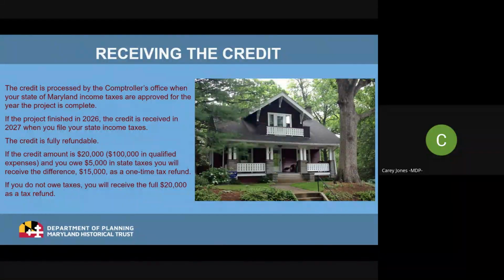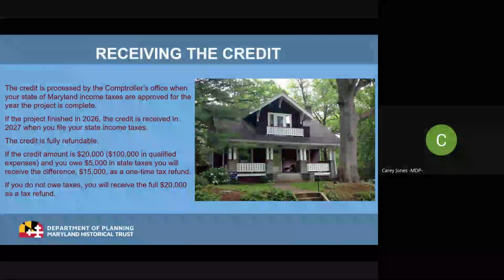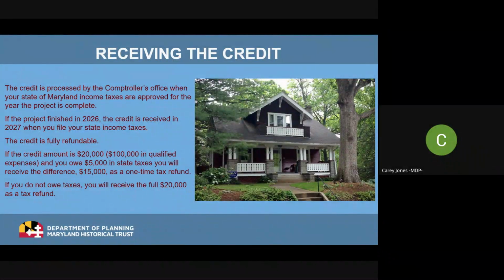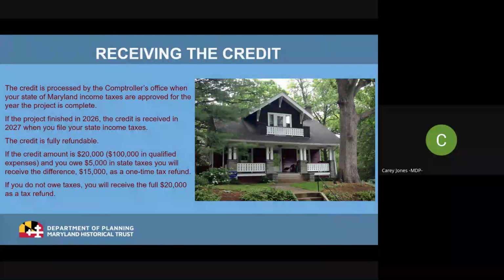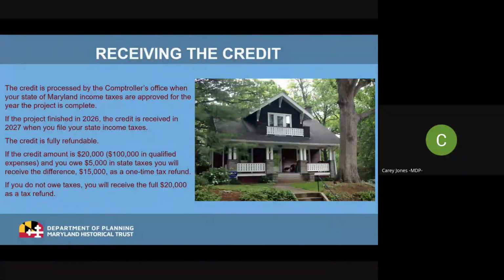Since this is an income tax credit, the credit is processed by the Comptroller's Office when the homeowner's state income taxes are approved for the year the project is complete. If the project is complete in 2026, the credit is received in early 2027 when the 2026 income taxes are processed by the Comptroller's Office. The credit is received in the form of a refund and is fully refundable.